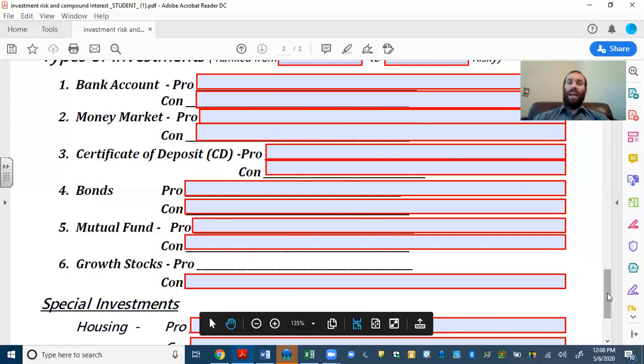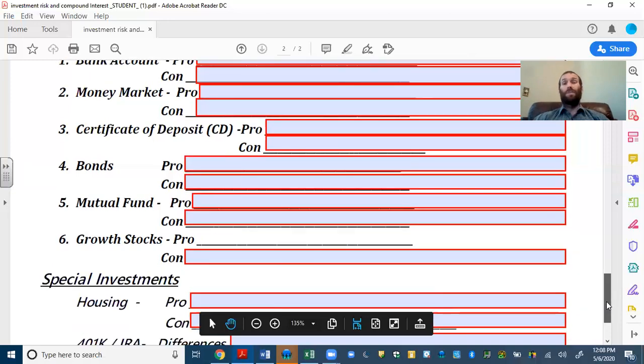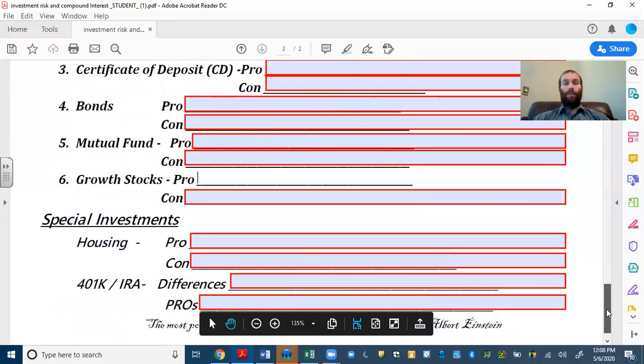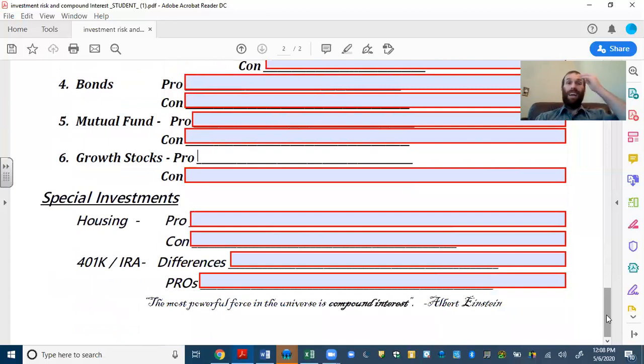Other investments that I haven't covered here would be things like precious metals, which I used to have on this assignment. Just one thing to know about precious metals is they're very volatile. You hear people talk about it all the time, like gold always goes up, or it's such a great safe value. Gold does go up in value, but it can also tank in value.